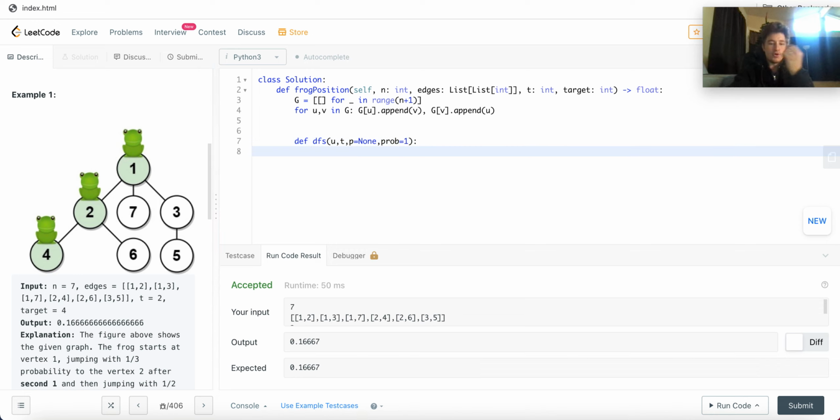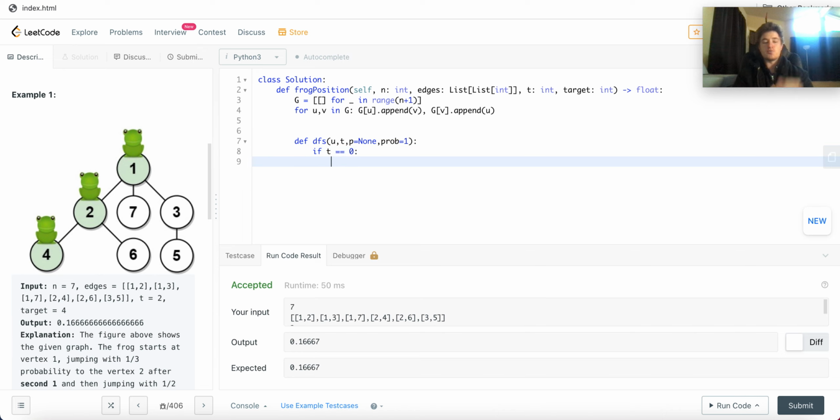So how do we know if we're done? If time equals 0, we're done. So we'll start there, because we're going to keep traversing until time equals 0. And then when time equals 0, we're going to assess, okay, where are we? Are we in a position where we're at the target? So we'll return the probability that we got in this position times int u equals target.